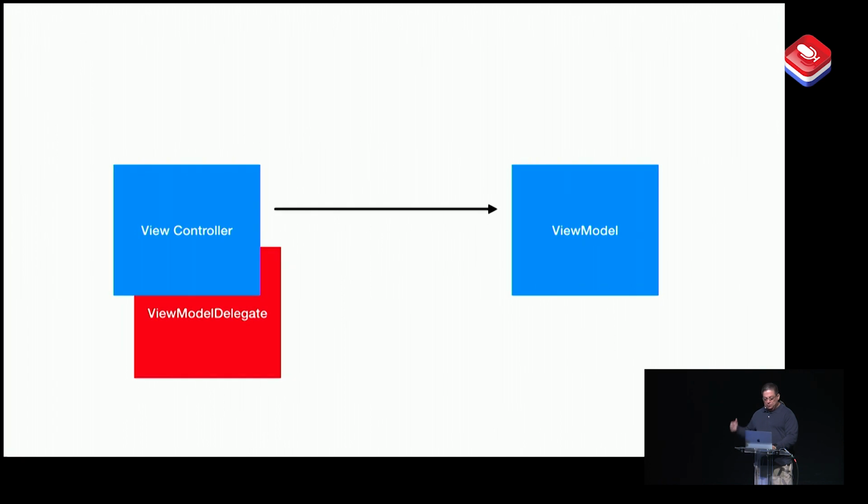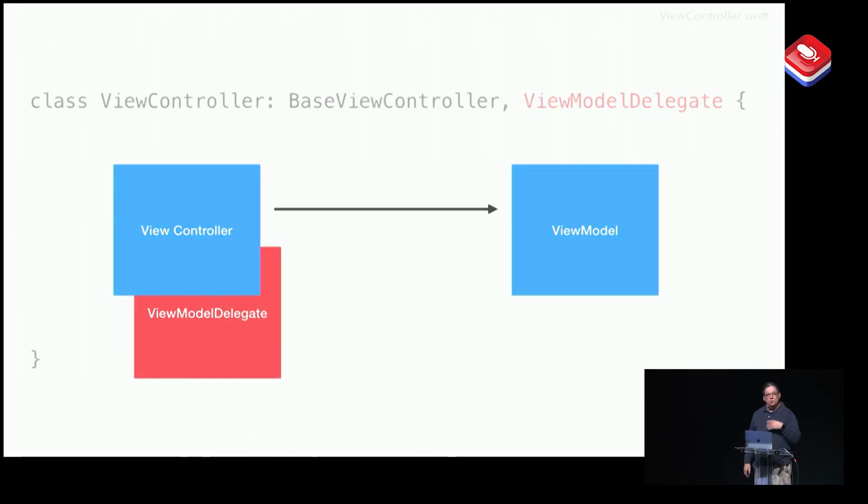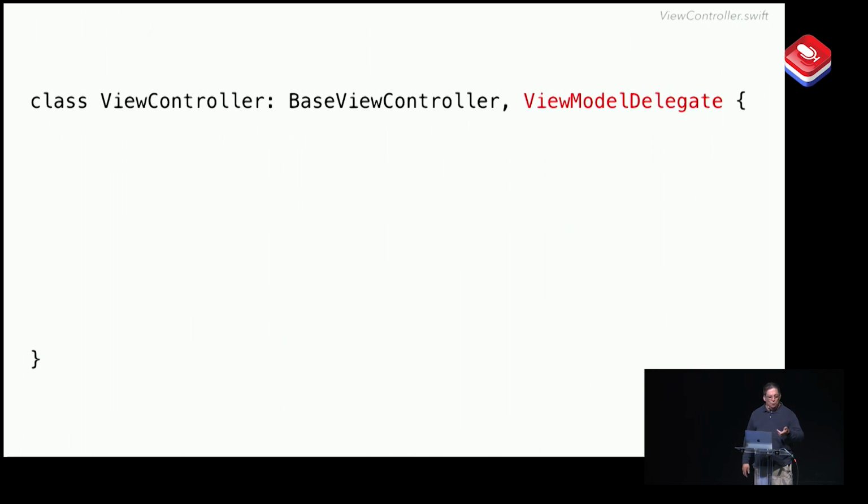And so the view model is going to send a message back to its delegate. And so the view controller implements this protocol. Wait a minute, aren't I supposed to be talking about Combine? I'm getting there.